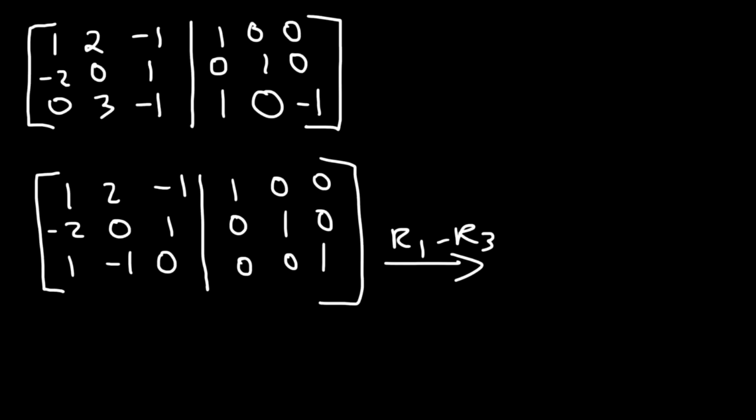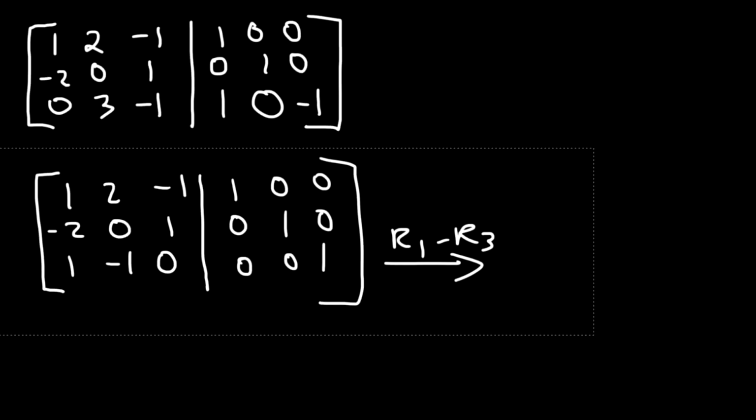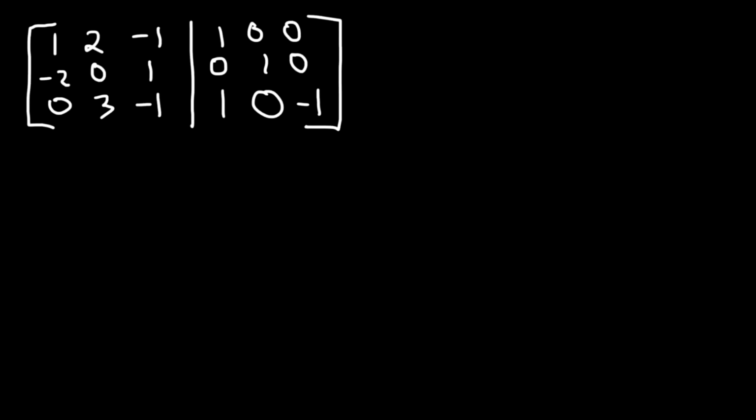So now what do you think we need to do next? How can we turn this negative 2 into a 0? What row operations do we need to apply to row 2 to do so? So we're going to say 2 times R1 plus R2. Let's do that.